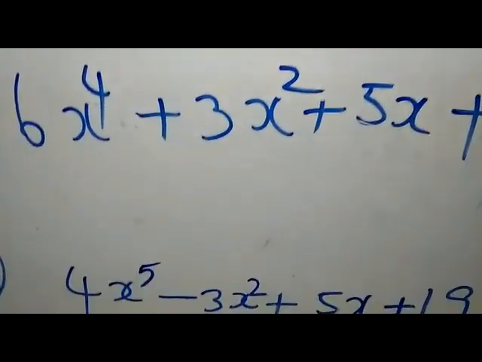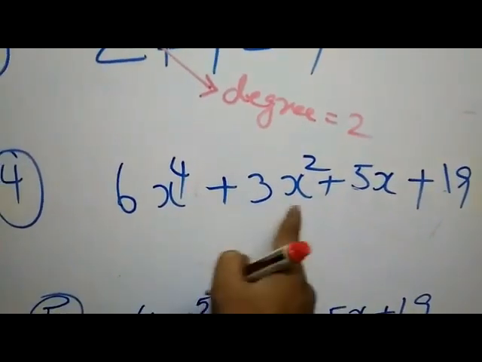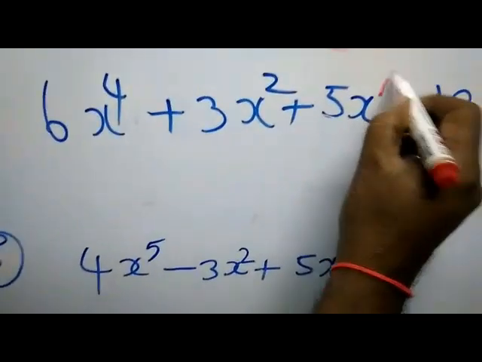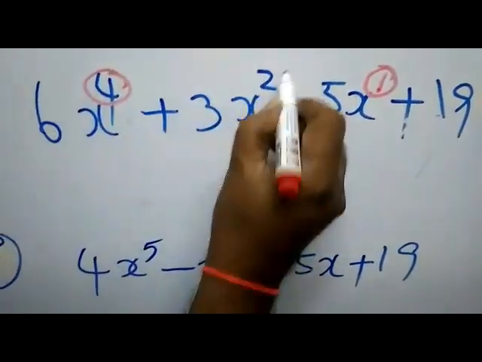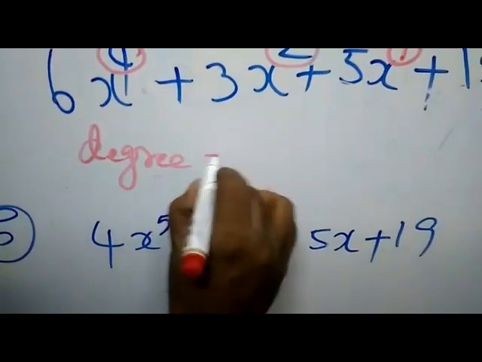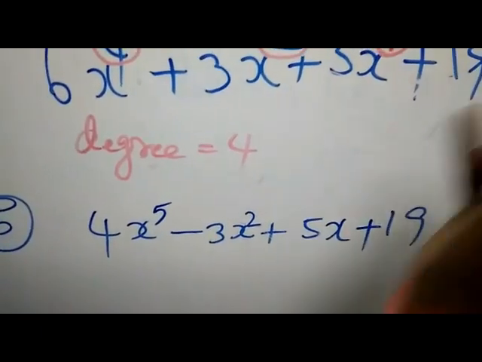Coming to the last two examples. All are polynomial in one variable, x. So the power of this variable is 1. Here 4. Here 2. In this, what is the highest one? Highest one is 4. That's why degree is equal to 4. No need to check the constant.